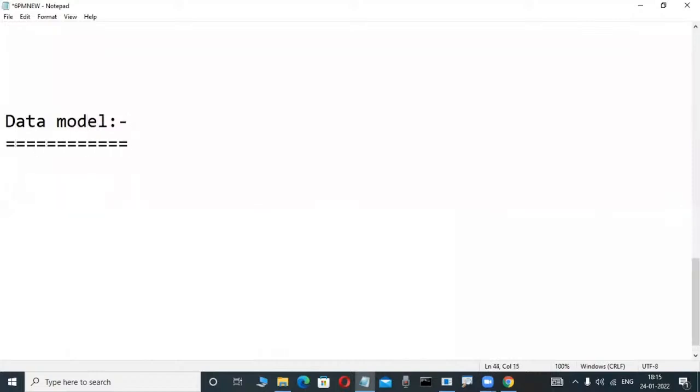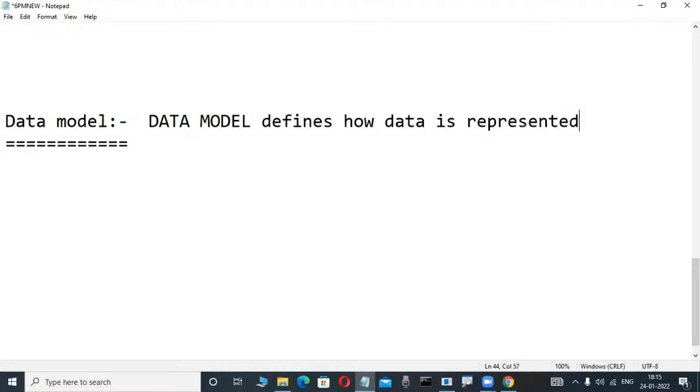Data model represents how data is represented. Data model defines how data is represented at the logical structure of the database. How easy a definition. Observe here: logical structure of the database.